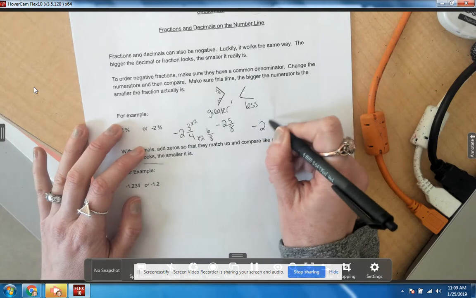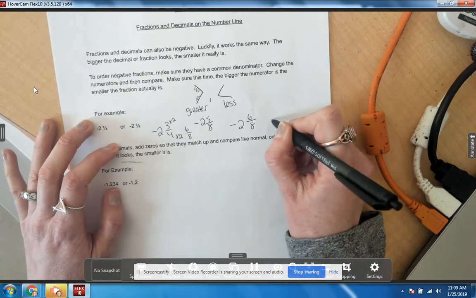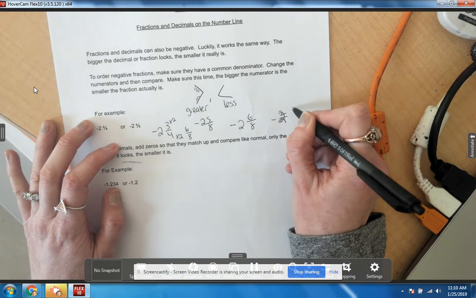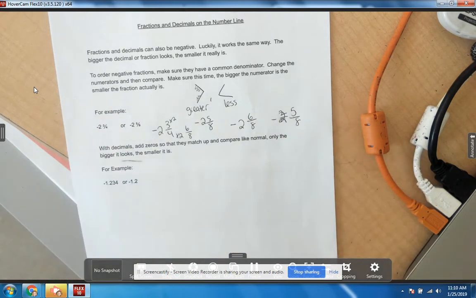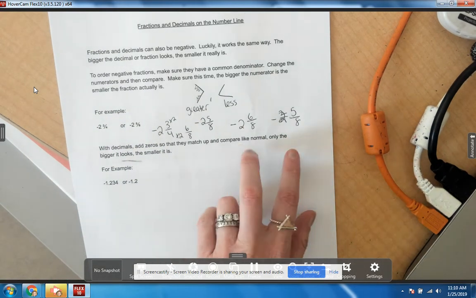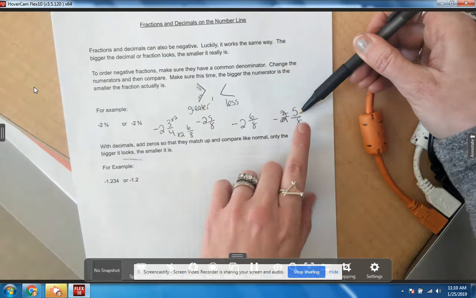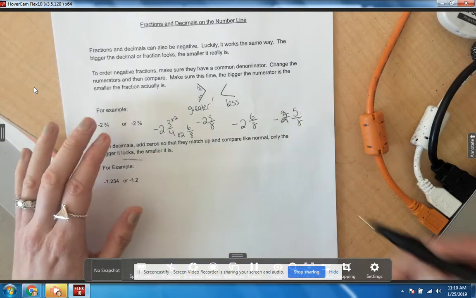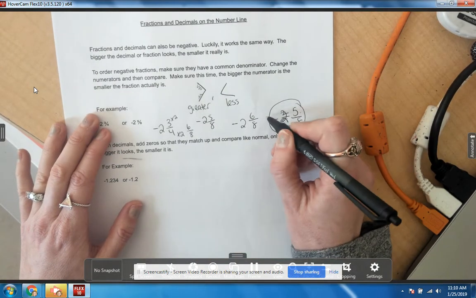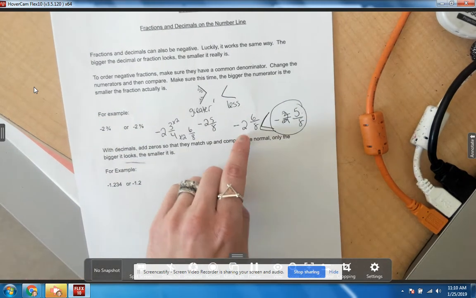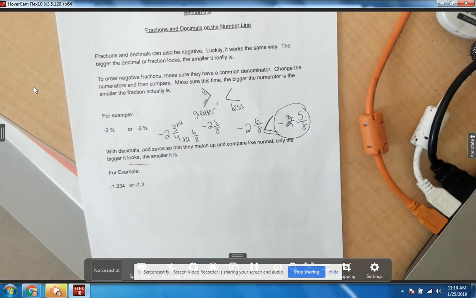So now I have negative 2 and 6/8 and negative 2 and 5/8. Oh, I wrote that wrong, negative 2 and 5/8. We want to know which one is bigger. Because they are both negative, the one that actually looks smaller is actually bigger. So we're comparing our numerators. Since 5 looks smaller, it's actually bigger. So this would be the bigger fraction, so it would open up towards the bigger number. So you would say negative 2 and 6/8 is less than negative 2 and 5/8.